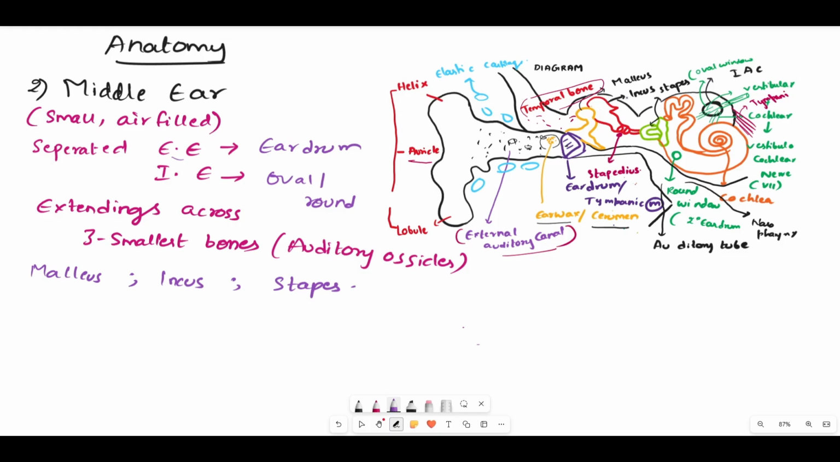Now this incus is attached to the head of the stapes. This is the head of the stapes. Now this stapes is fitted into one window, that we said is the oval window.